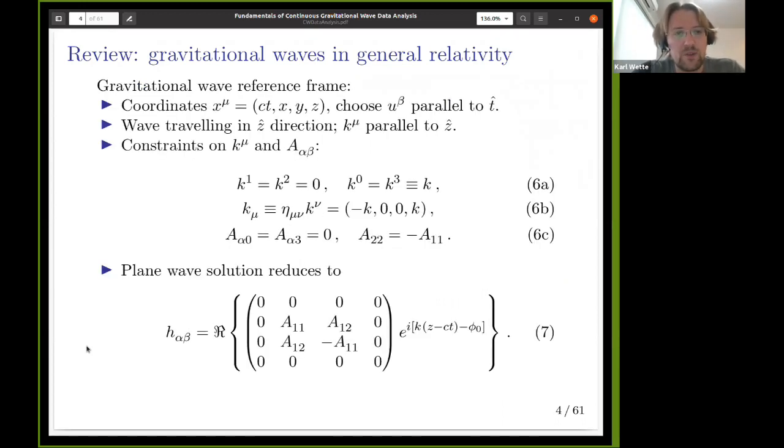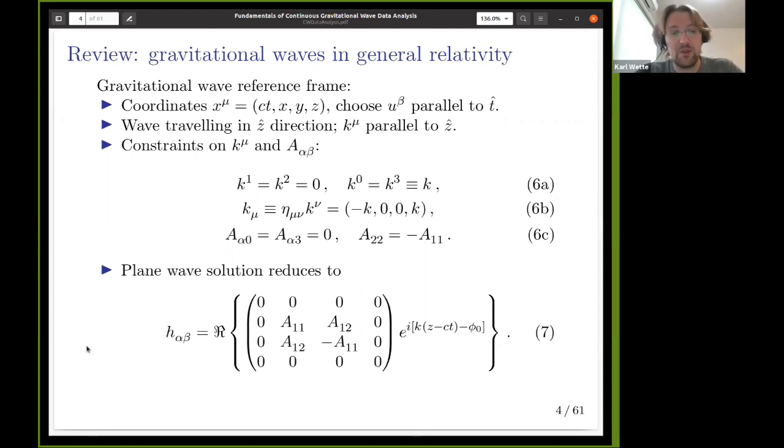Now, typically, we write the solution in a particular conventional reference frame, which we're going to set up now. We have Minkowski-like coordinates, ct, x, y, z. We're going to choose this vector u that we had from the transverse condition parallel to our time-like direction. And then we're conventionally going to say that the wave is traveling in the plus z direction, so we have our wave vector k parallel to z. If you work through the maths on that, that sets up various restrictions on our wave vector k, and then our matrix of amplitudes A, which are given in equation 6.